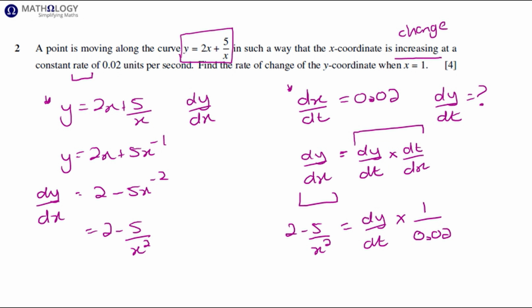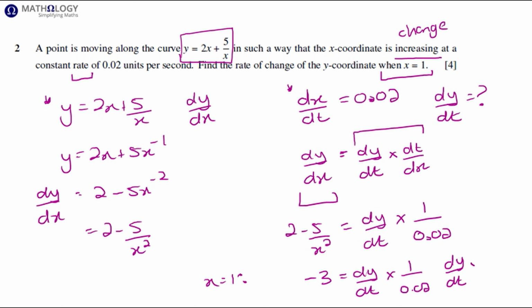And this is evaluated when x equals 1. We need to find dy/dt when x equals 1. So when x equals 1, we will have 2 minus 5 over 1, which is minus 3, equals dy/dt times 1 over 0.02. So eliminating this denominator, we just multiply both sides by 0.02. 0.02 times minus 3 would be minus 0.06. The fact that this is negative just means that the y coordinate is decreasing over time.